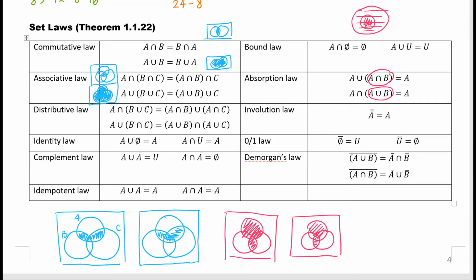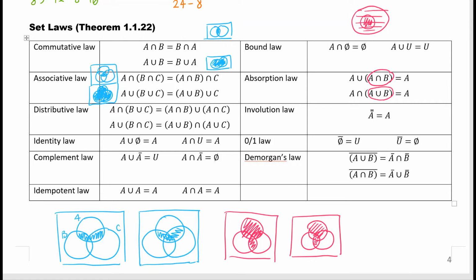Okay. And then we have the involution law. A complement complement is the set A. It looks like negative numbers, right? Two negatives make it positive. This is an analogy for that. Okay, the 0-1 law. The complement of the empty set is the universal set. The complement of the universal set is the empty set.